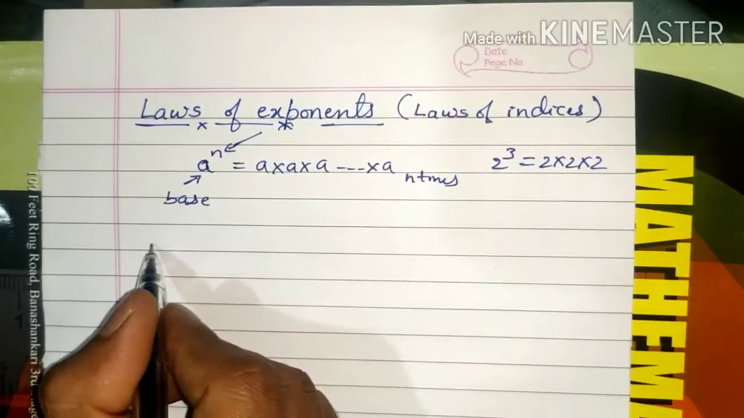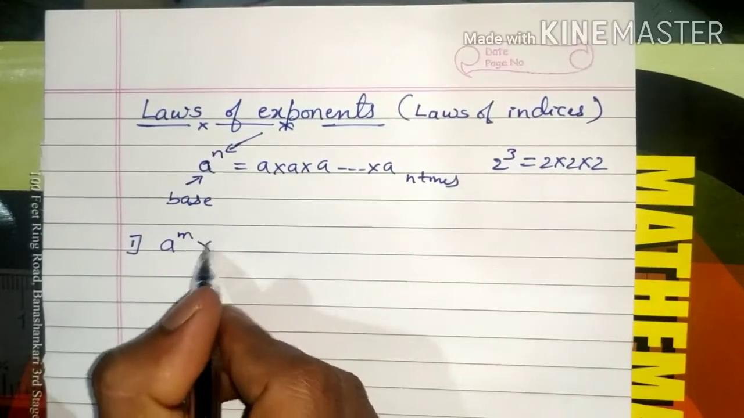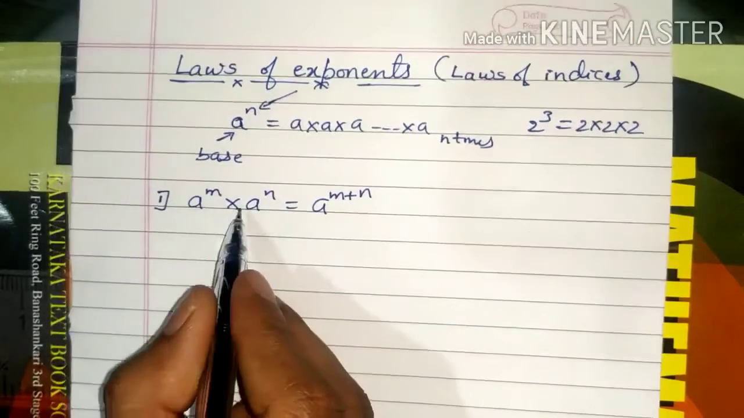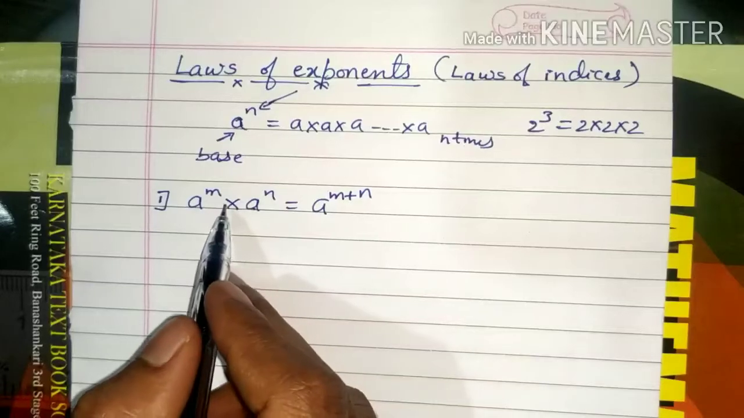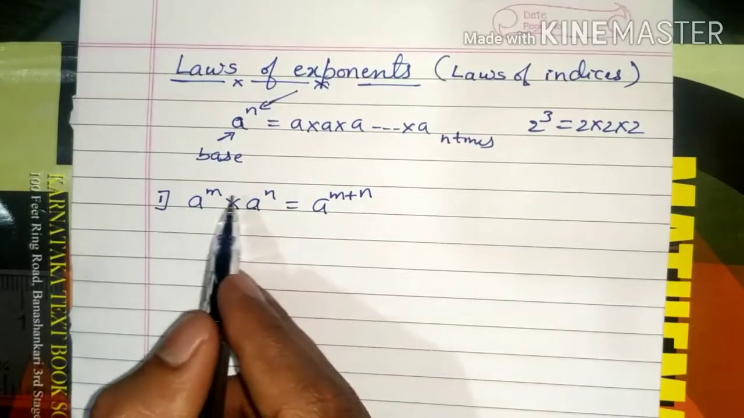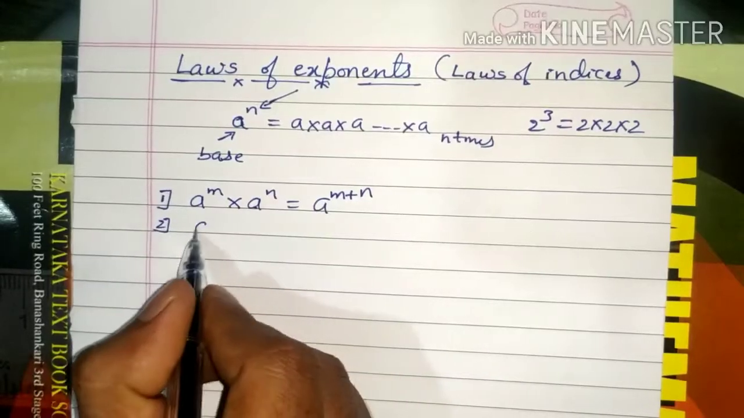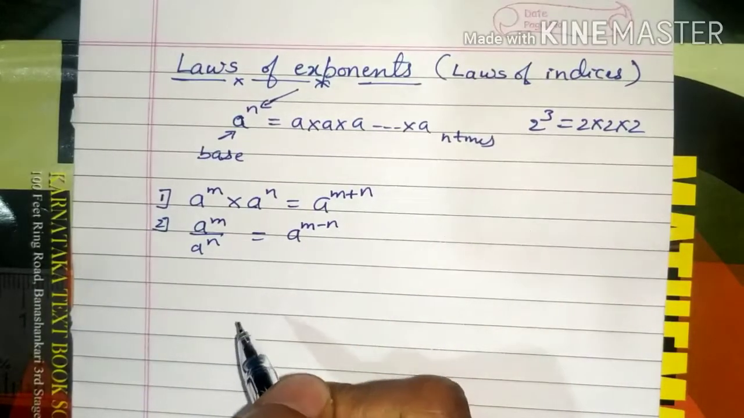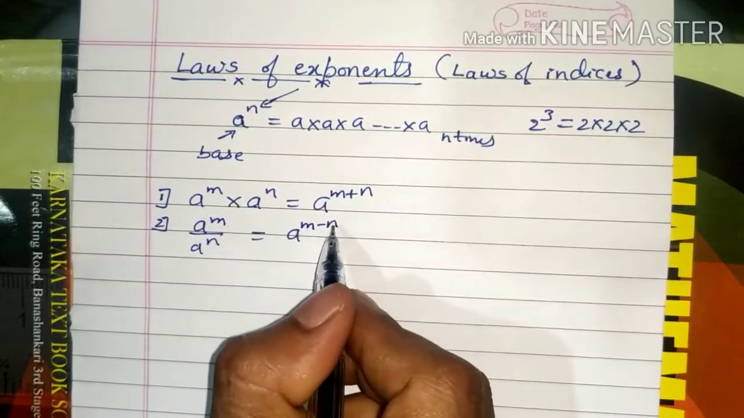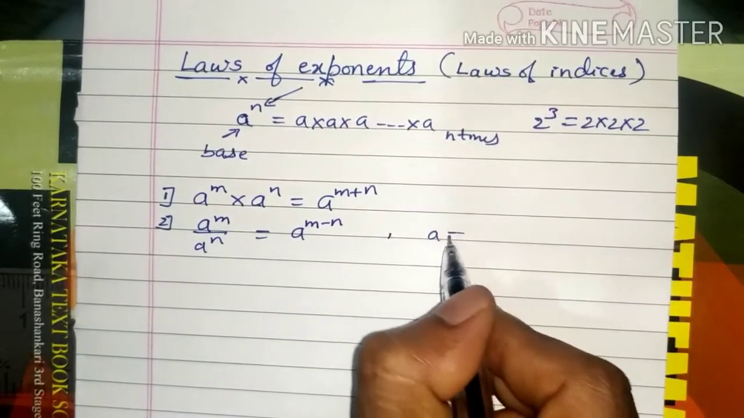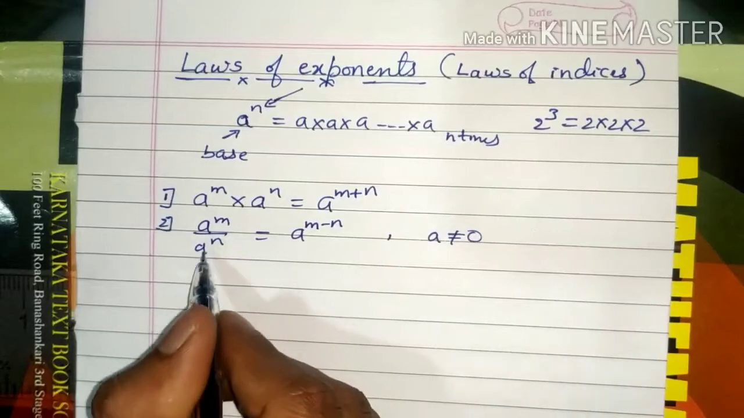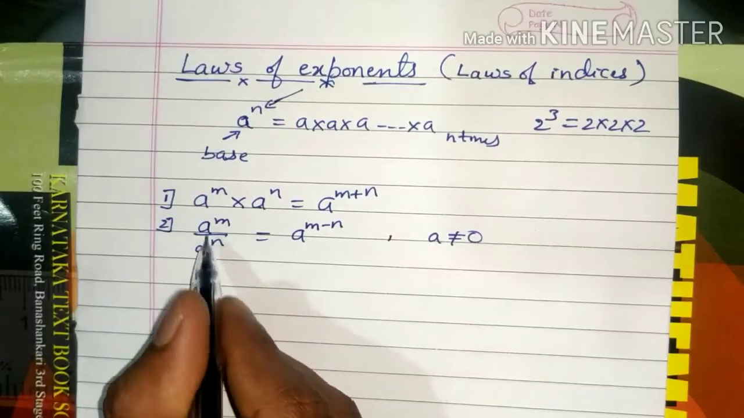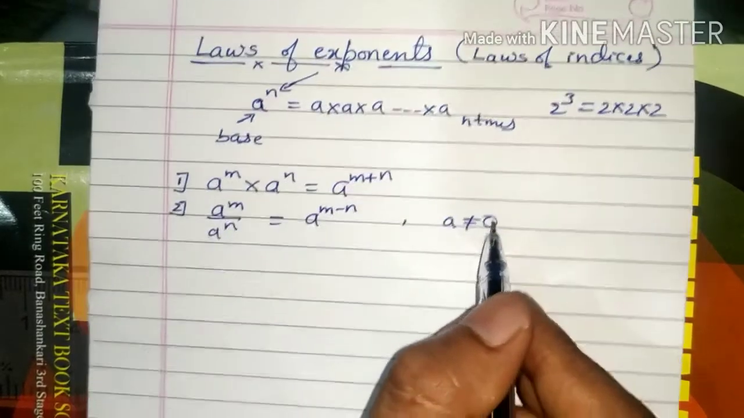So there are some laws. The first law is a raised to m into a raised to n is equal to a raised to m plus n. When the bases are the same, in case of multiplication you just add the exponents. Second one, a raised to m divided by a raised to n is equal to a raised to m minus n, where a is not equal to 0, because division by 0 is not defined. If a is 0, then it becomes division by 0, therefore we do not consider a equal to 0.